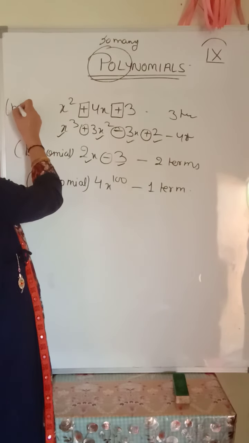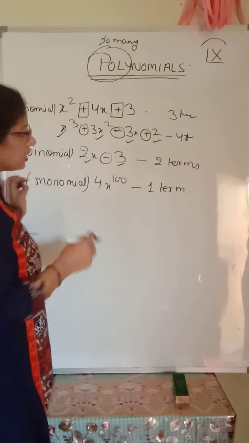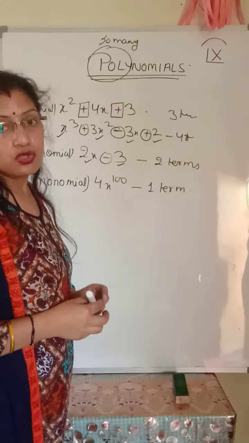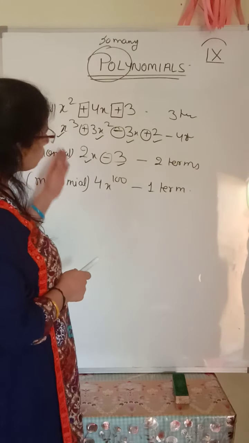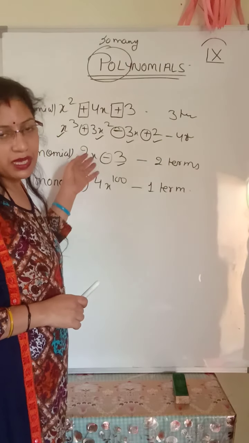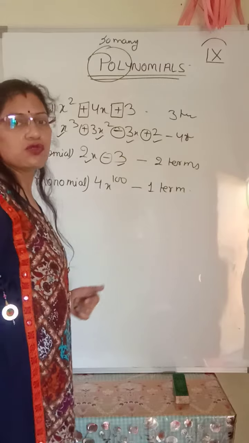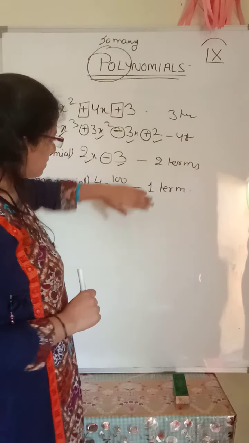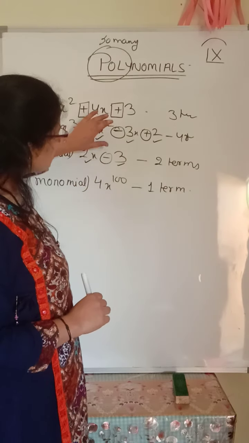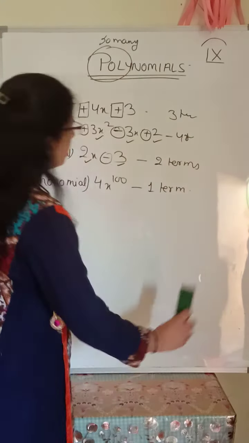Three terms, trinomial. Four terms, tetranomial. So according to these, we can say this is monomial, binomial, trinomial, tetranomial, like this. But in general, what can you say? In general we can say this is a polynomial. Poly means so many terms. This is also a polynomial, this is also a polynomial, this is also a polynomial, and this is also a polynomial.